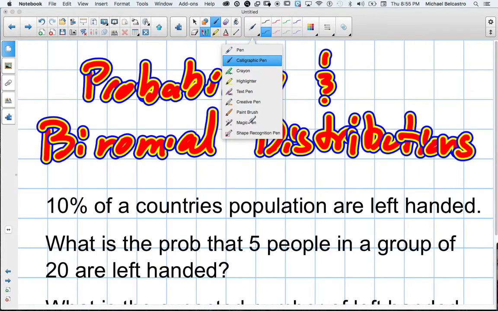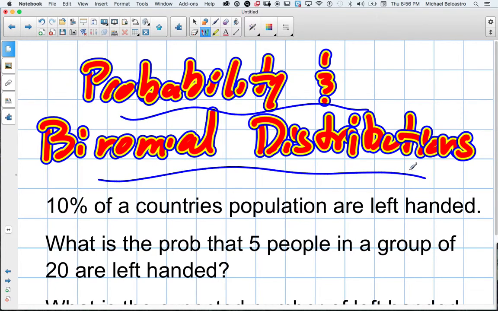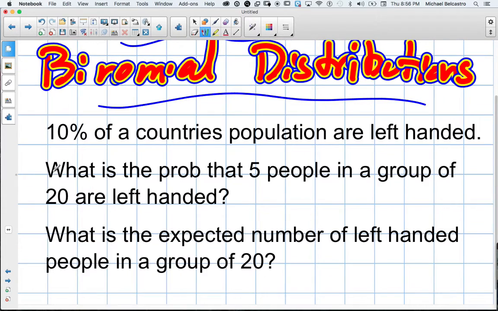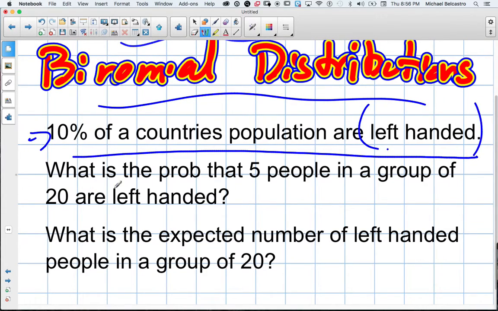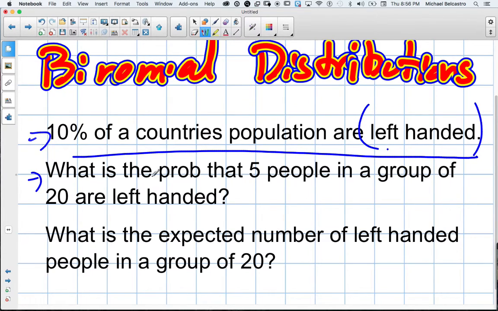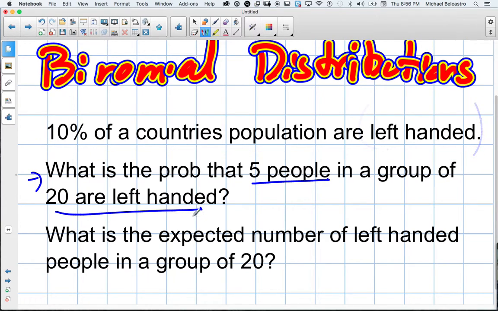Probability and binomial distribution again. So we've been given information: 10% of a country's population are left-handed. Oh, that's interesting. I wonder if that's true. The first thing they ask us is, what is the probability that 5 people in a group of 20 are left-handed? So this is very, very specific. They're asking for a specific success rate out of a certain number of trials.